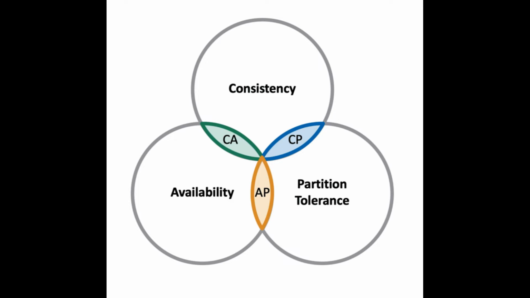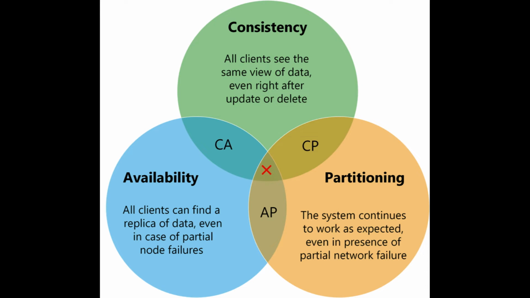The CAP theorem states that in a distributed system, you can achieve at most two out of the following three desirable properties. Consistency: every read request to the system receives the most recent write, or an error, in response. In other words, all nodes in the system have the same data at any given time.